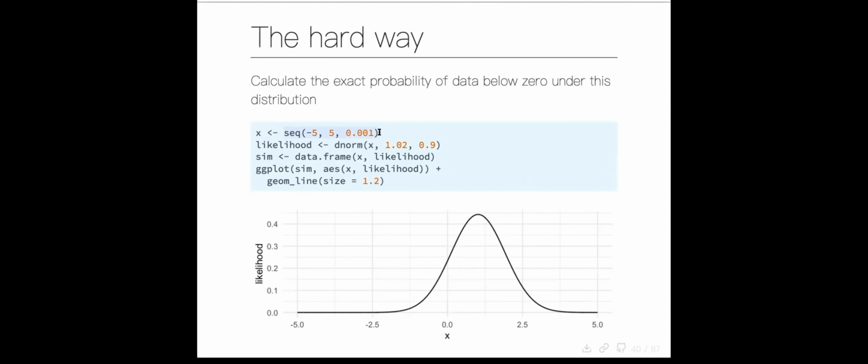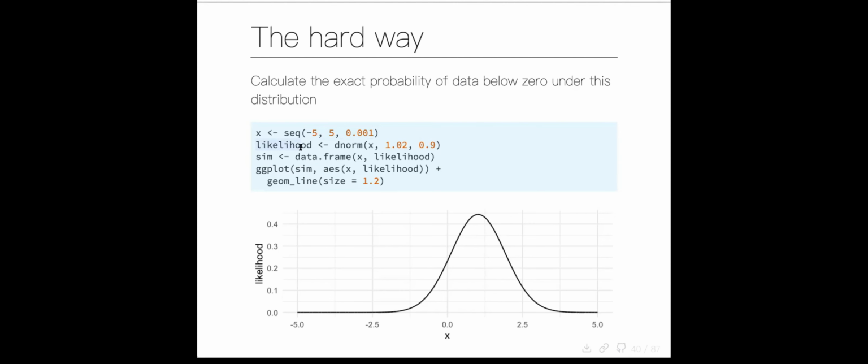We're taking a sequence all the way from -5, so blue loses by 5 points, to +5, blue wins by 5 points, okay? And then we're computing the likelihood, which we can do with dnorm, okay? And we're saying what's the likelihood of each of these points given a distribution that has a mean of 1.02 and a standard deviation of 0.9, okay?